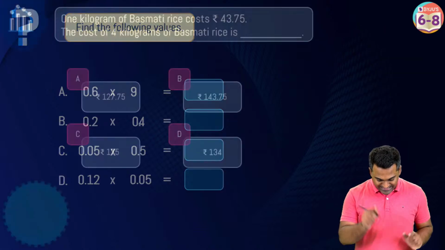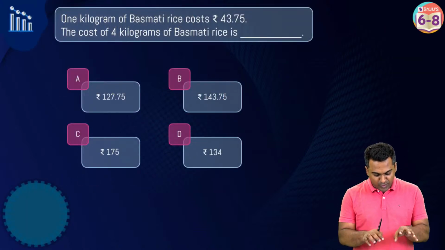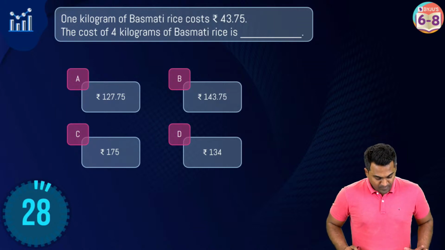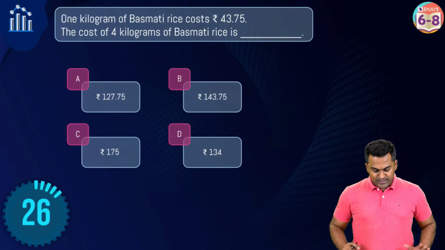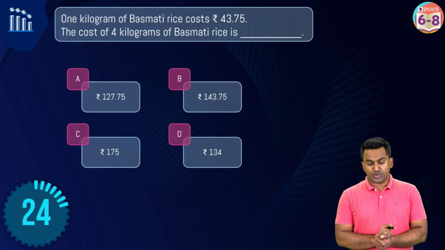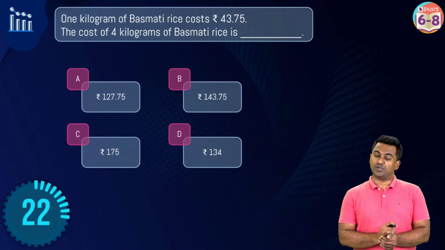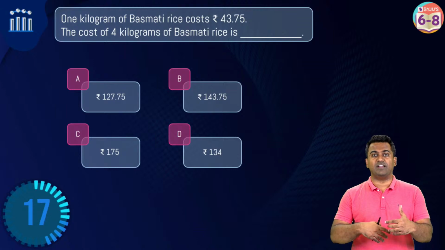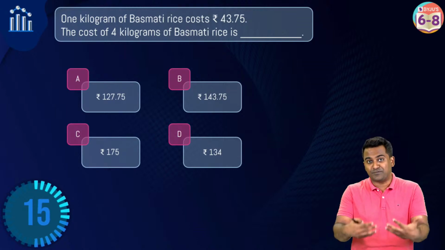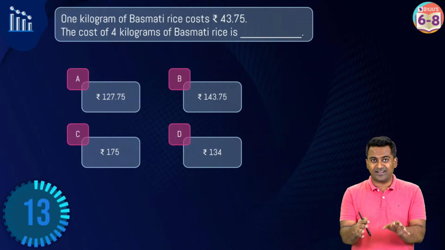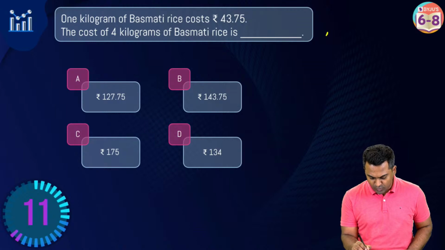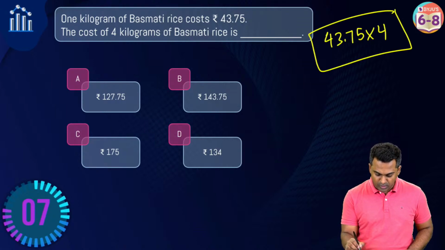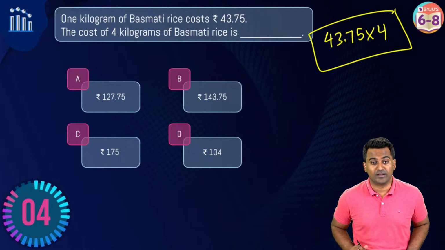I'm sure of that. Let's see how many of you will be able to get this one correct. 30 seconds and they begin now. 1 kilogram of basmati rice costs you 43.75. The cost of 4 kilograms is going to be how much? So I'm sure you guys have understood by now that this is going to be multiplication, because 43.75 plus 43.75 plus 43.75, 4 times added. So you multiply. So you just have to 43.75, you will multiply it with 4. That's all. So tell me what is going to be the correct answer here.